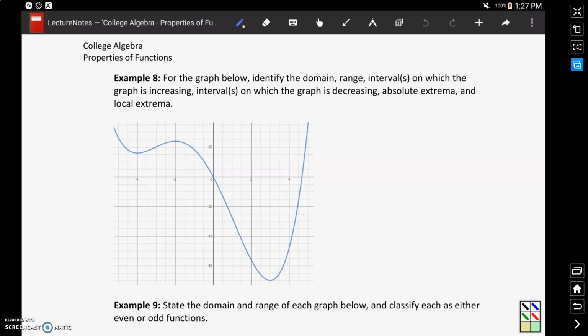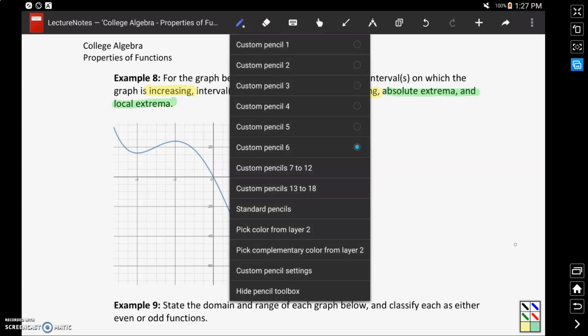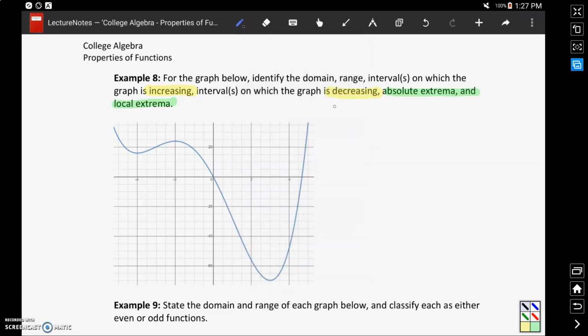In examples 8 and 9, we have some new characteristics that we want to look at identifying. For example 8, we'll still look at identifying domain and range, but we're also going to be looking to identify the intervals on which our function is increasing and decreasing. And then additionally, we're going to be looking to identify both absolute and local extrema. Despite the order this question is written in, we're going to work that process backwards, meaning we're going to start off with the idea of finding local extrema.